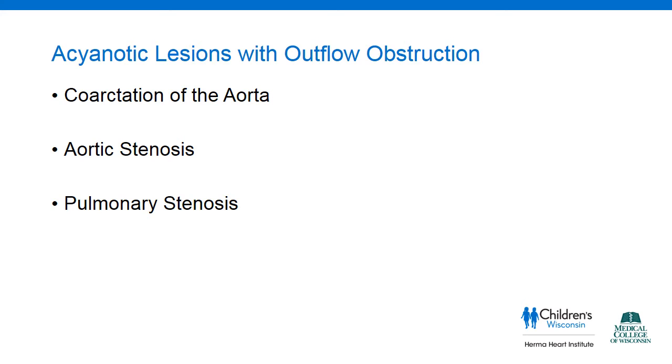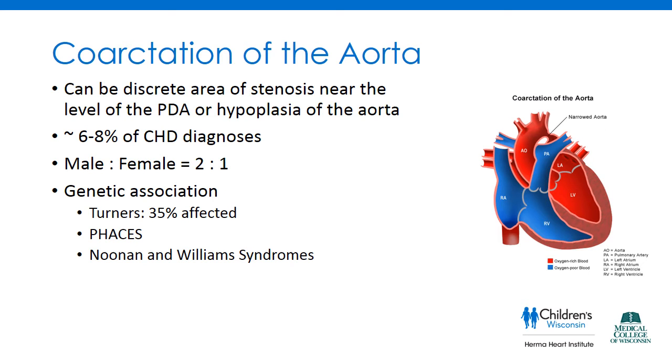Now, just shifting gears a little bit to acyanotic lesions with outflow tract obstruction. Those include coarctation of the aorta, aortic stenosis, and pulmonary stenosis. Some genetic anomalies include Turner syndrome, Williams syndrome, and Noonan syndrome.